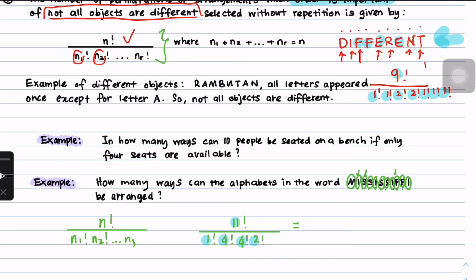Okay, so you have 11 factorial divide by 1 factorial multiply by 4 factorial multiply by 4 factorial multiply by 2 factorial. So you will have here the answer is equal to 34650. So this one is the answer.